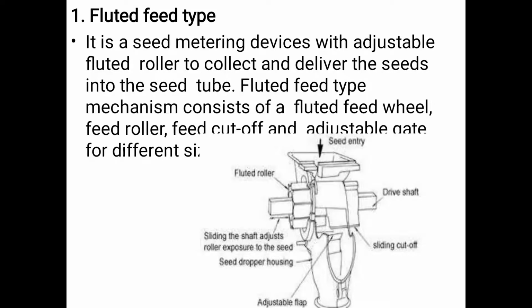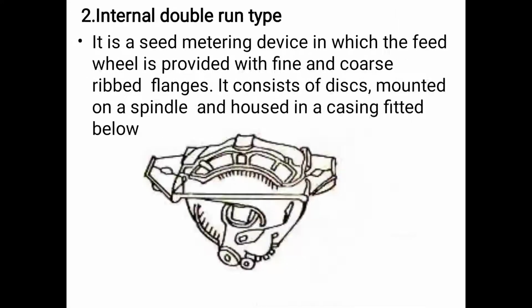Fluted feed type mechanism consists of a fluted feed wheel, feed roller, feed cutoff, and adjustable gate for different sizes and shapes of seed. Internal double run type. Here is shown the image of that internal double run type metering mechanism. It is a seed metering device in which the feed wheel is provided with fine and coarse ribbed flanges. It consists of discs mounted on a spindle and housed in a casting fitted below the seed box.